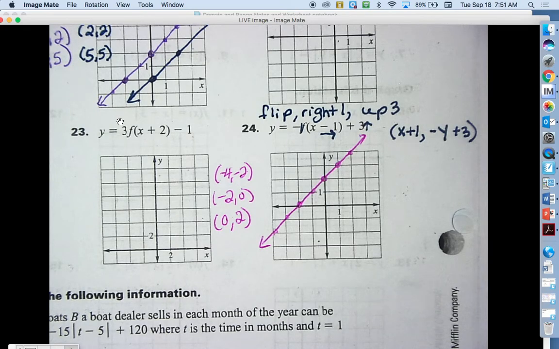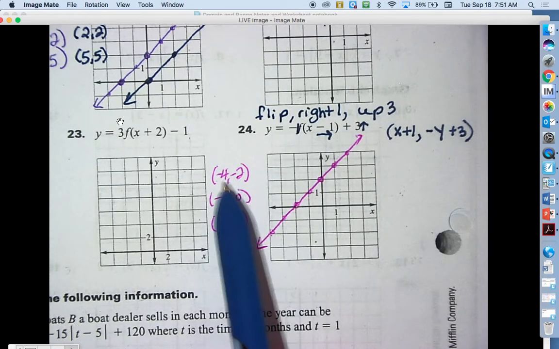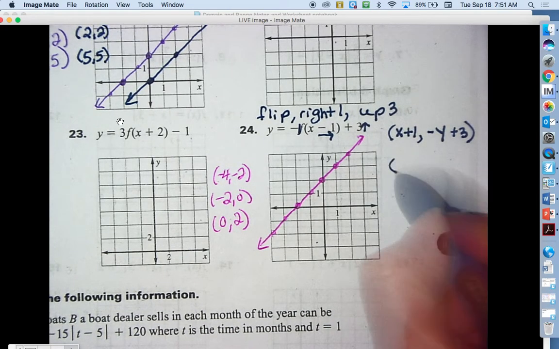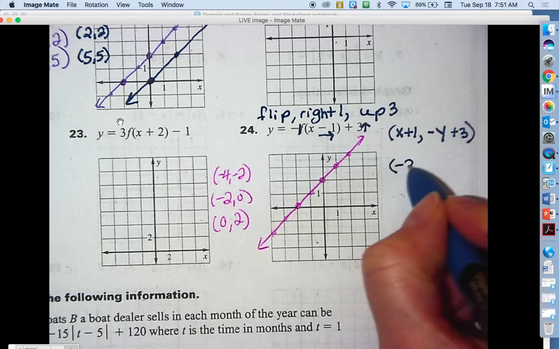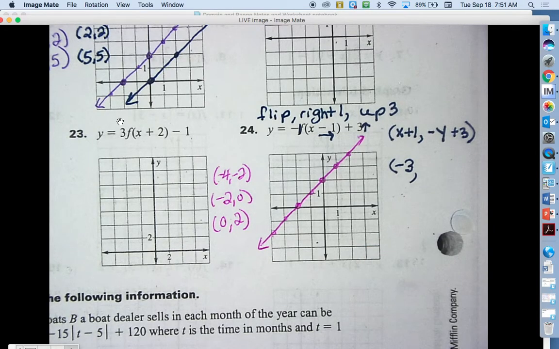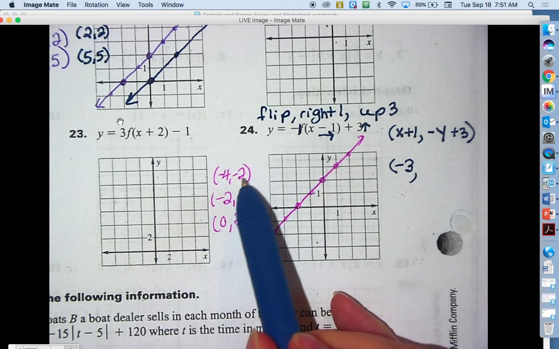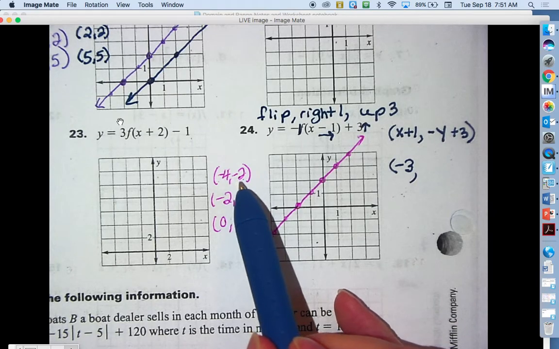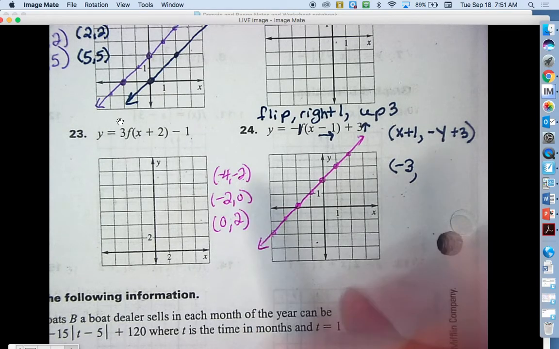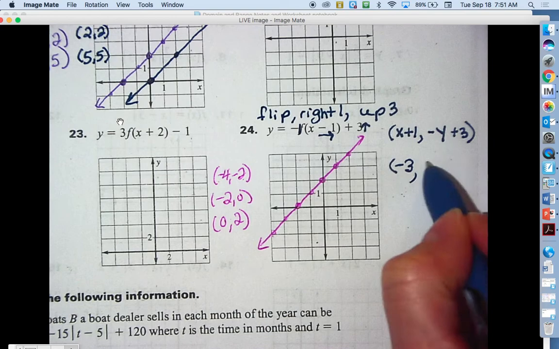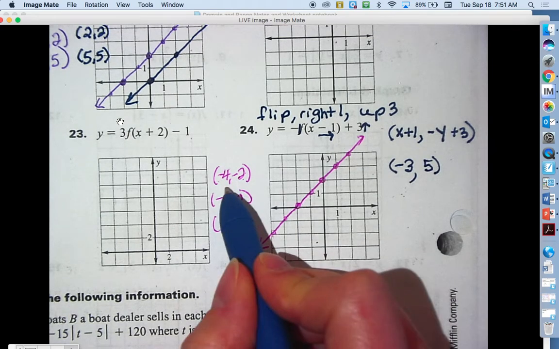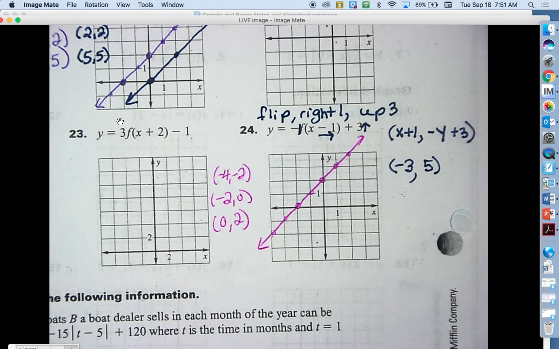And I just picked these 3 points. You could have picked 3 different points. So I currently have -4. Well, if we add 1 to that, it becomes -3. So that's my new x value. And then the -2 becomes negative. Well, it's already negative, so now it's positive. And then we're adding 3 to it, so that becomes a 5. So my (-4, -2) is now (-3, 5).